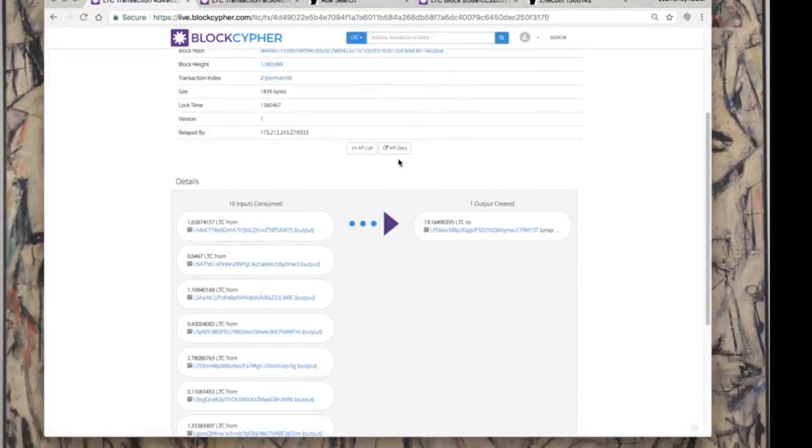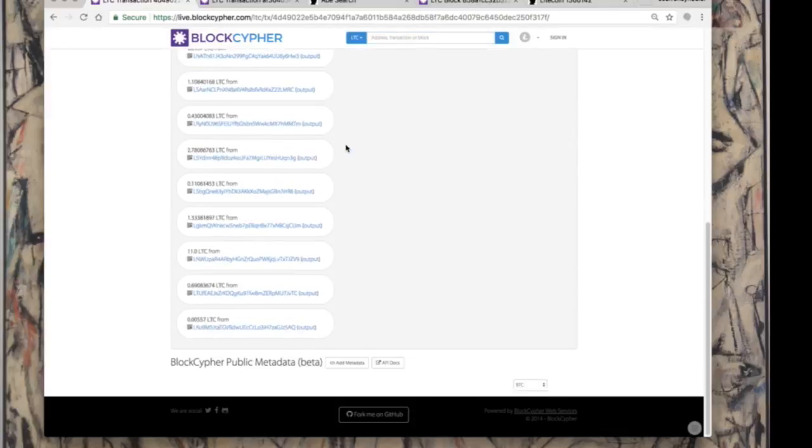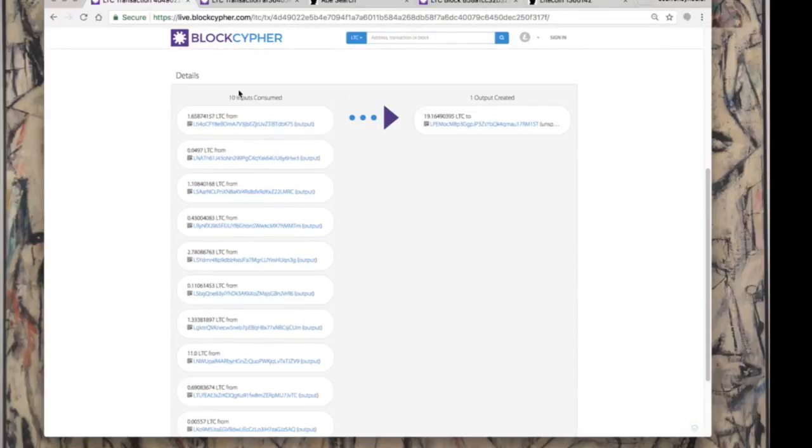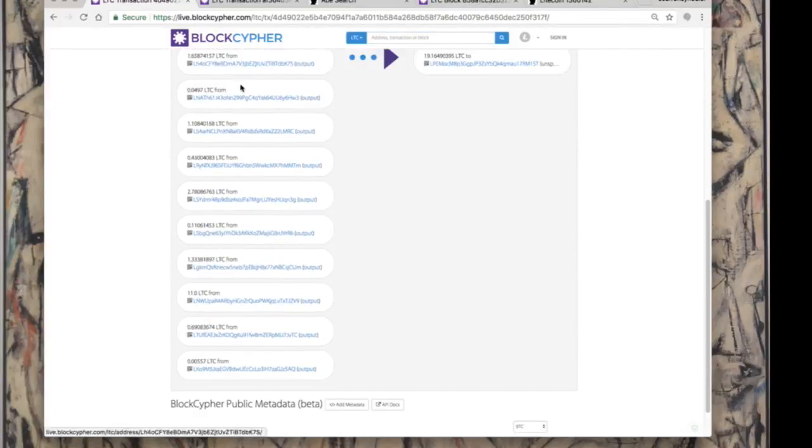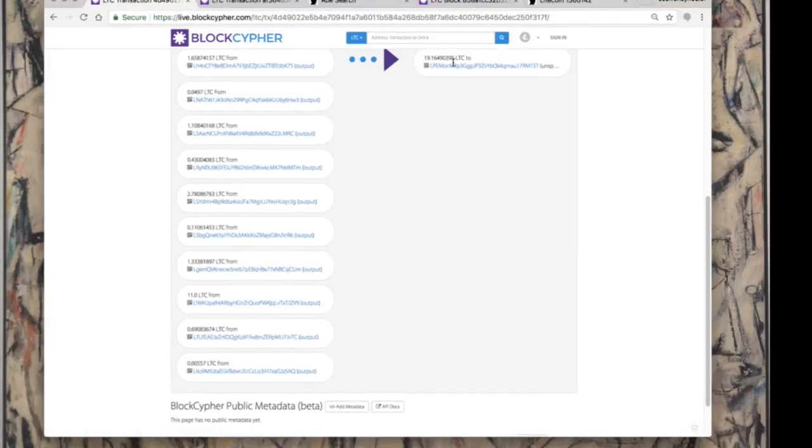And then here's the thing. Notice how there are a whole lot more inputs, right? There's 10 inputs consumed. And if you add all of these inputs together, it'll give you 19.16.